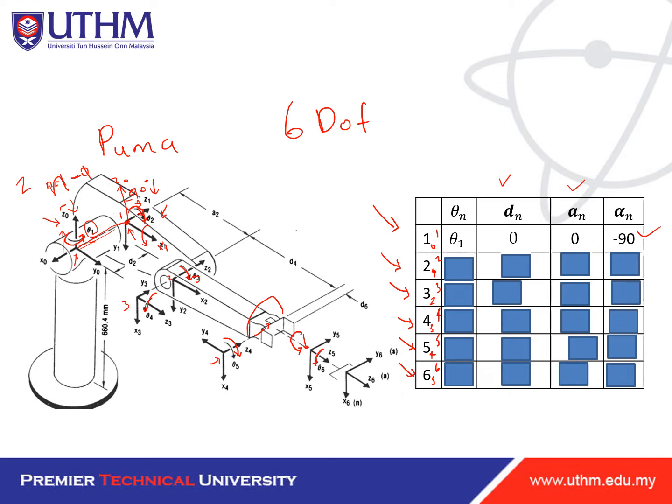So the next one is for frame 2. To do this, we need to find the rotation on Z1. So this is our Z1. So let me erase all of this first, so it will make it easier for us to see.